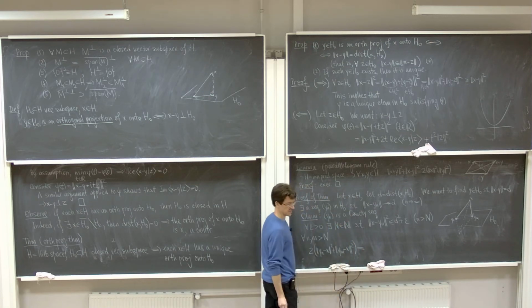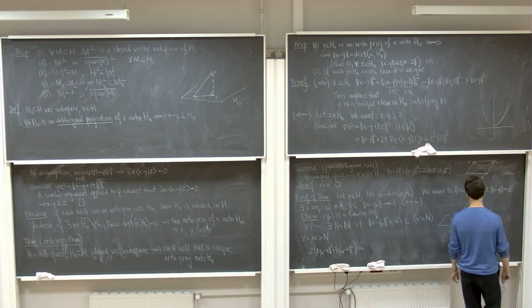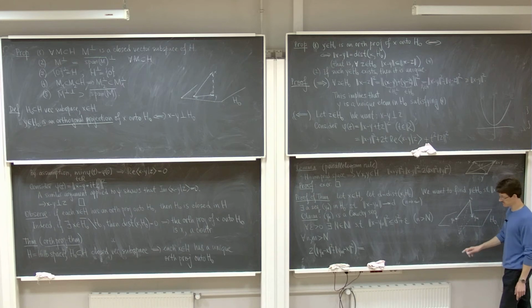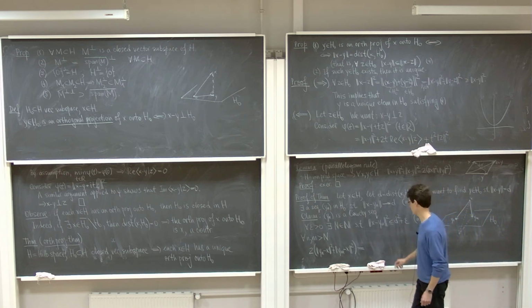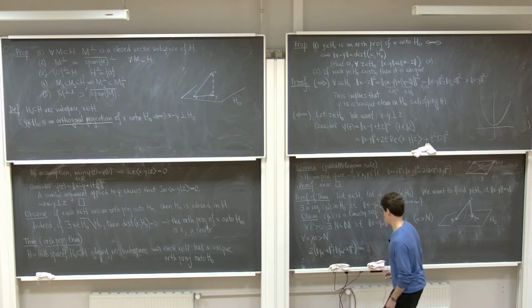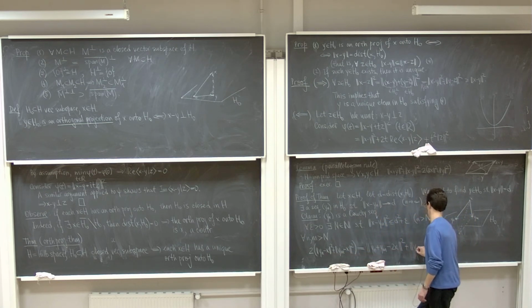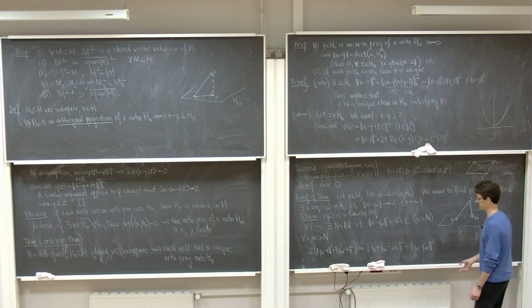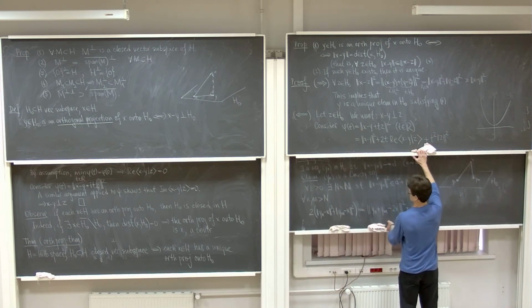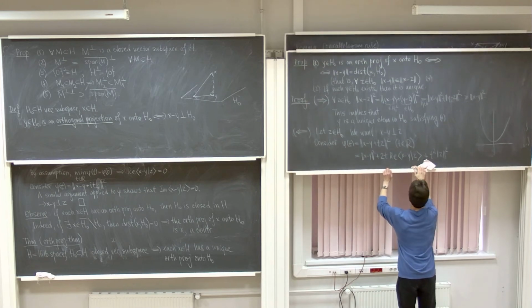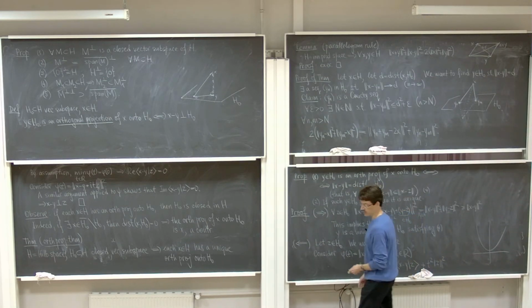And this should be equal to the sum of the squares of the lengths of the diagonals. So the first diagonal is just the sum. This is yn plus ym minus 2x squared. And the second diagonal is the difference yn minus ym squared. Okay, now how does it help?